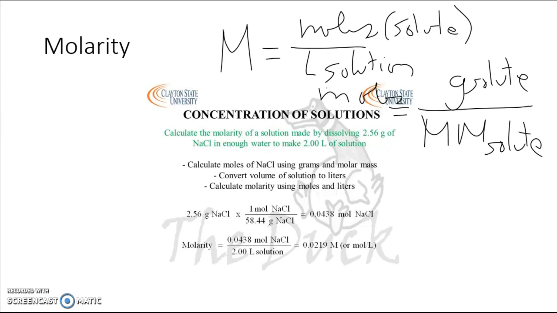Here we have an example. Calculate the molarity of a solution that was made by dissolving 2.56 grams of sodium chloride in enough water to make 2 liters of solution. Then we have the volume of the solution. Look at this, it's always in liters. But they give you the mass of the solute. Then what do you do? If you know that 1 mole of sodium chloride is 58.44 grams of sodium chloride, you can get the moles of sodium chloride. Then you divide the moles of sodium chloride by the volume in liters of solution, and you get the molarity.